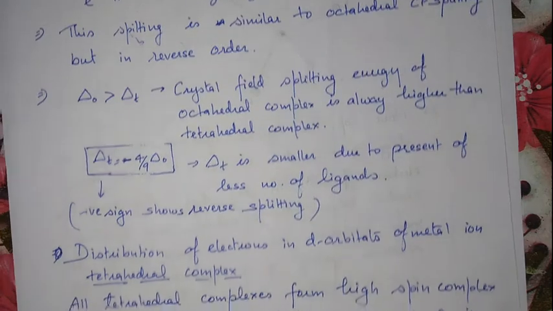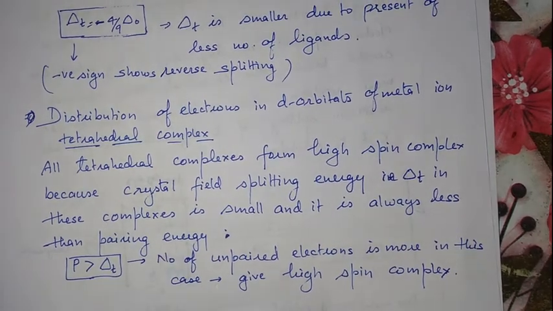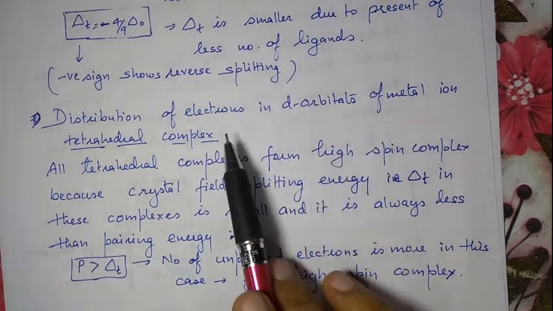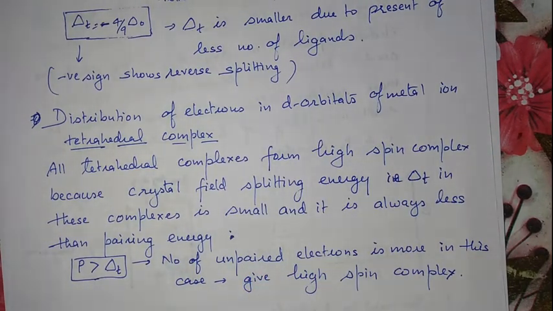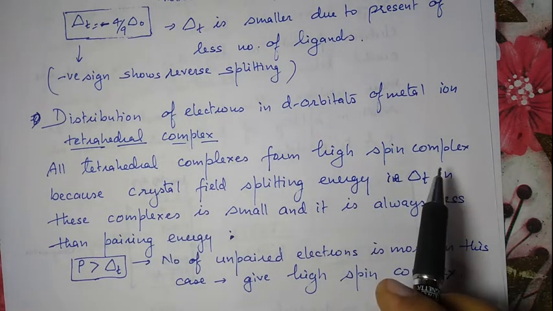Then come to the distribution of electrons. It is similar. In this case, for the distribution of electrons in the d orbitals, all tetrahedral complexes form high spin complexes.